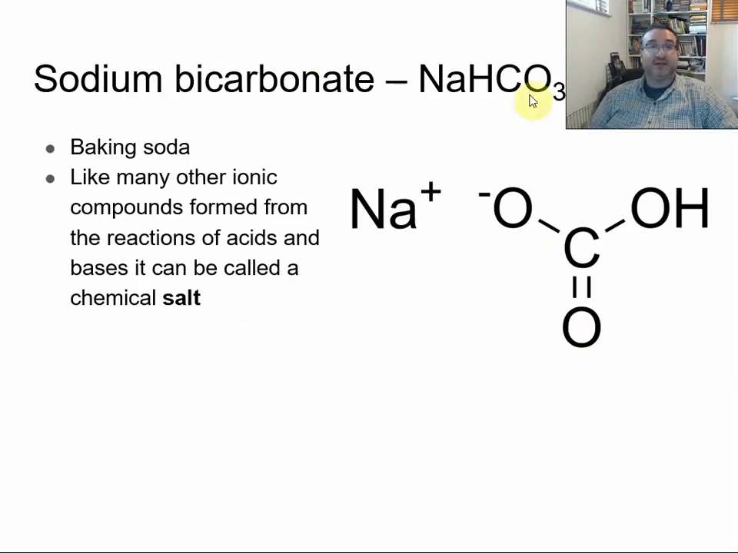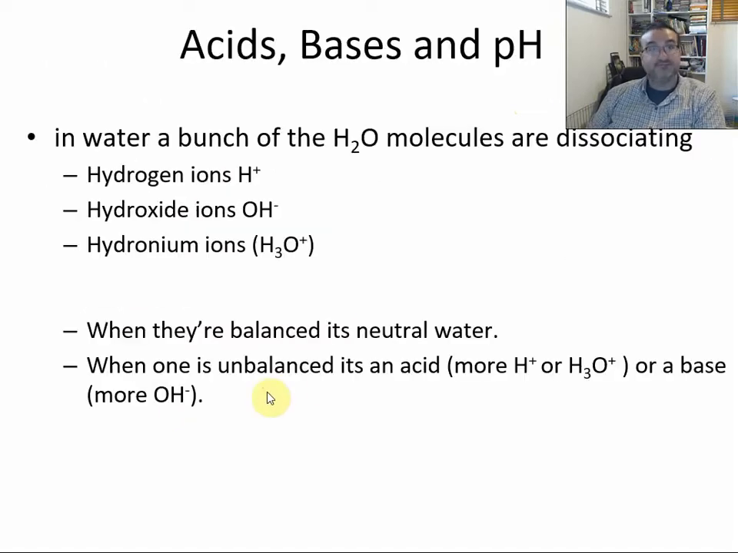Here we see sodium bicarbonate, commonly known as baking soda. Now, sodium bicarbonate comes from reactions of acids and bases. It's not a salt in the same way that common table salt is, but it's a chemical salt. It's a name for a general class of things that form when an acid and a base react. So sodium bicarbonate is a chemical salt. Not just table salt, not the salt we eat, but a variety of a chemical classified as a salt.